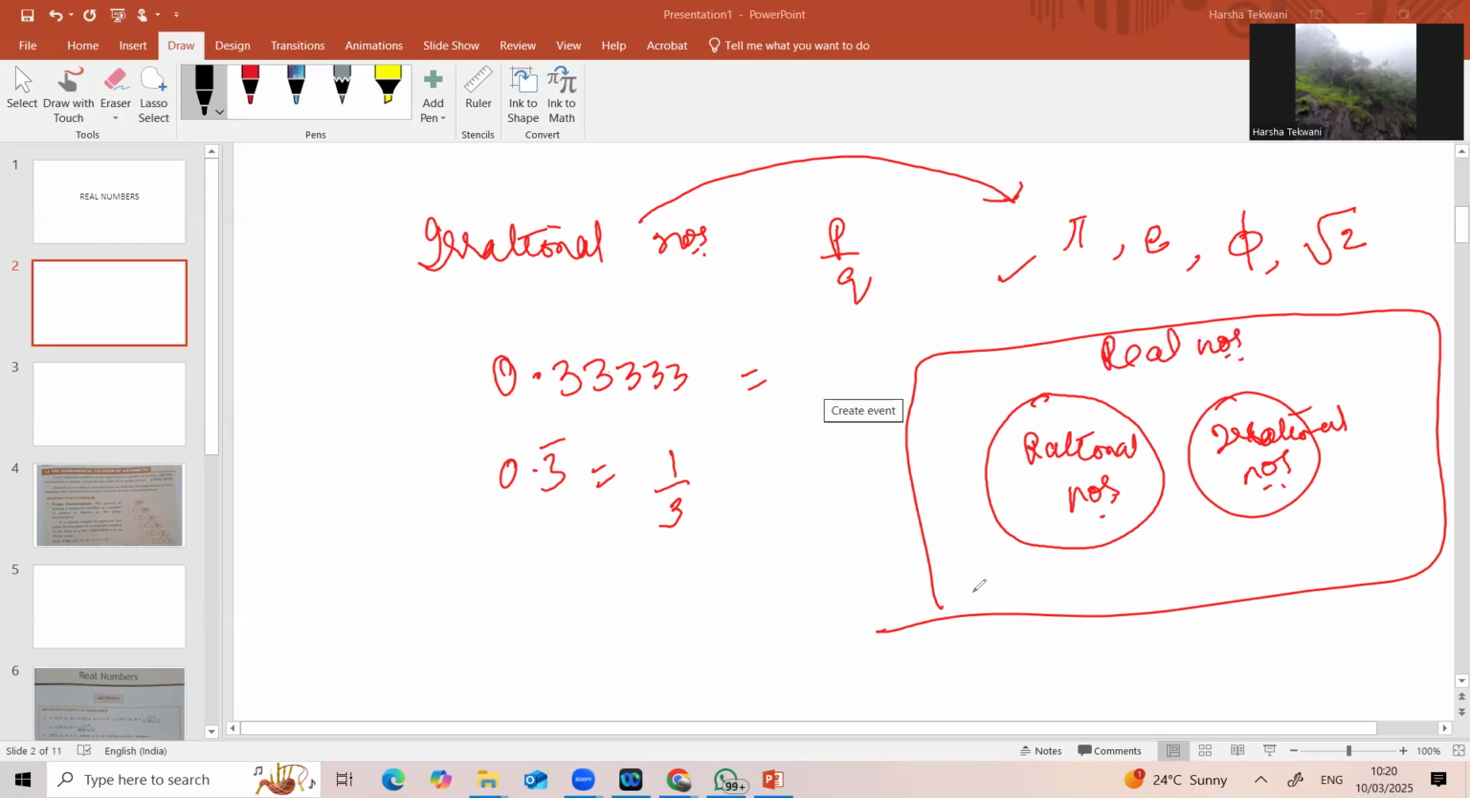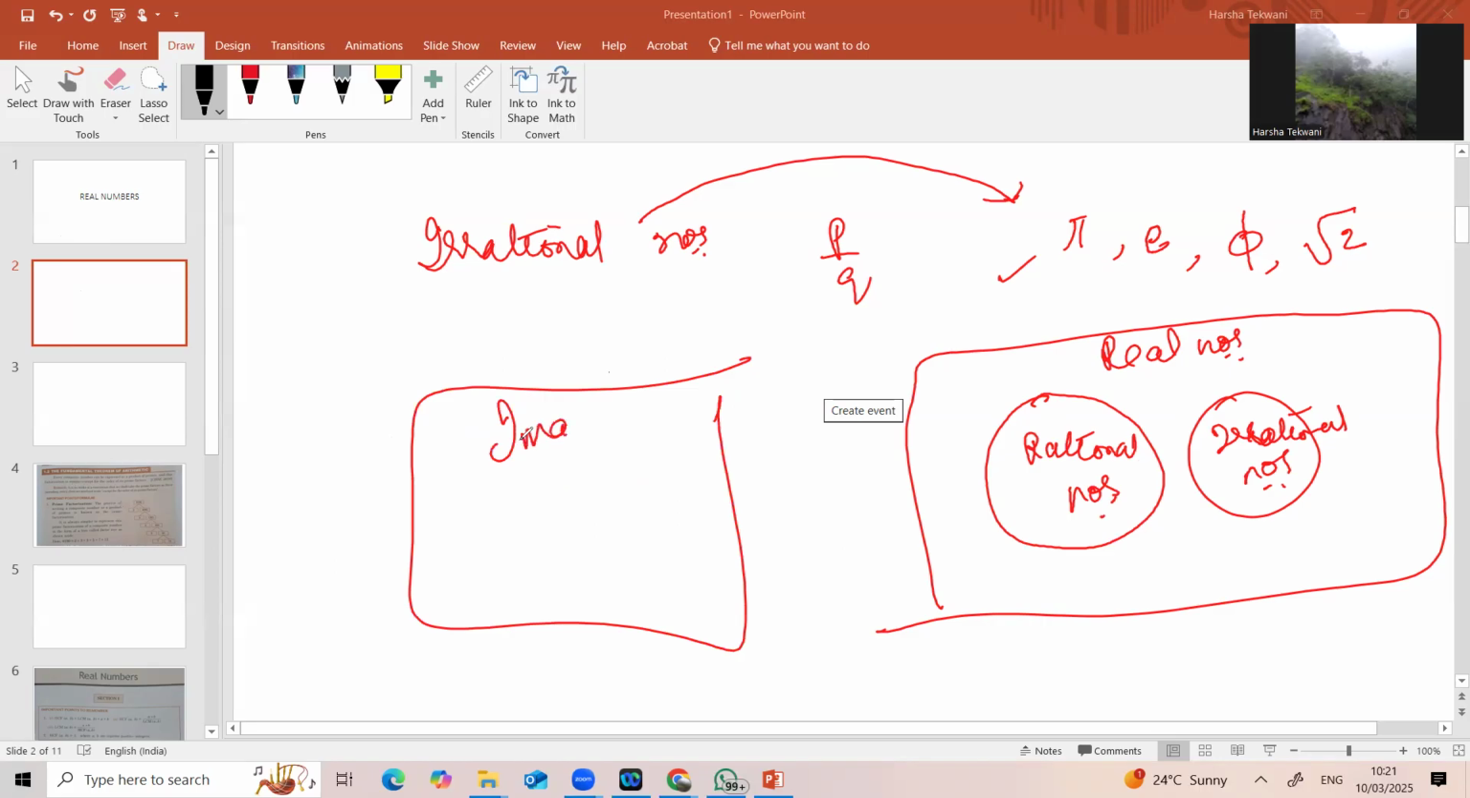When you get to 11th grade, you will learn another category, children. That's called imaginary numbers. Imaginary numbers are those which do not exist in real. For example, square root of -4. Can we find the square root of a negative number? Not at all. In 11th grade, you will learn it as 2 iota. Okay, now let's not get into that. So this was a brief introduction to what we are going to learn.